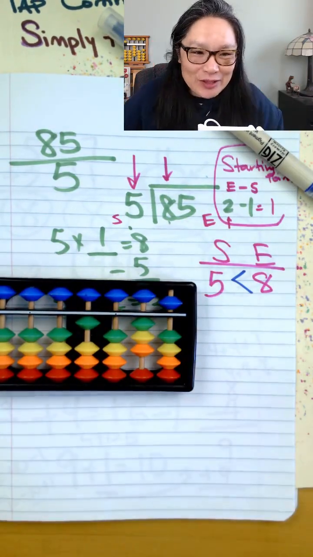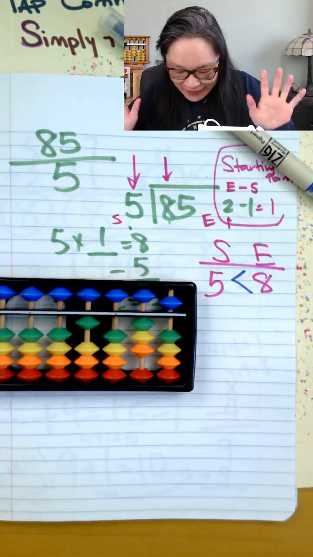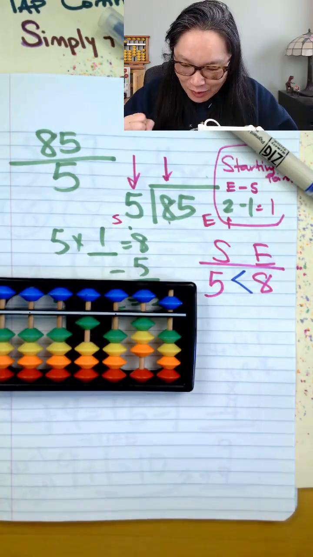So now we have a partial quotient. I'm using big math terms because I don't know it. I'm laughing because I'm trying to be more mainstream.